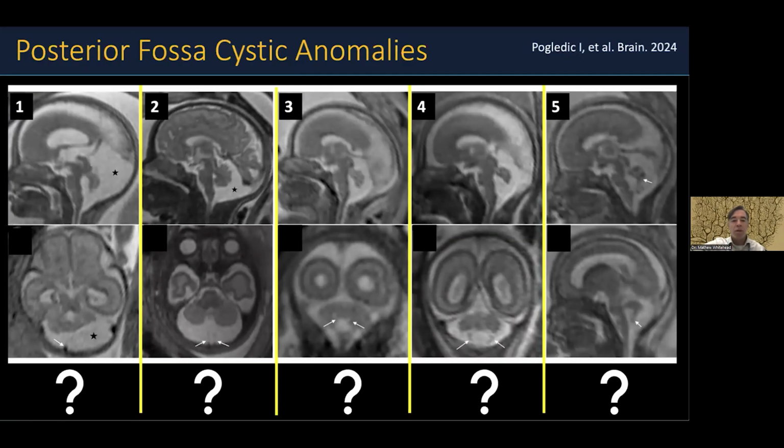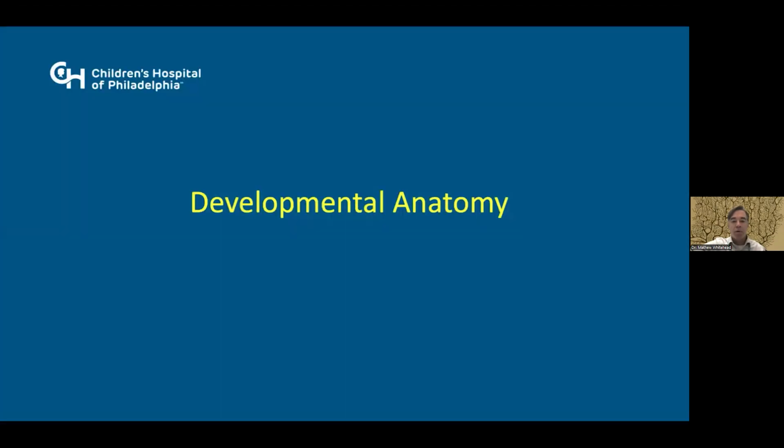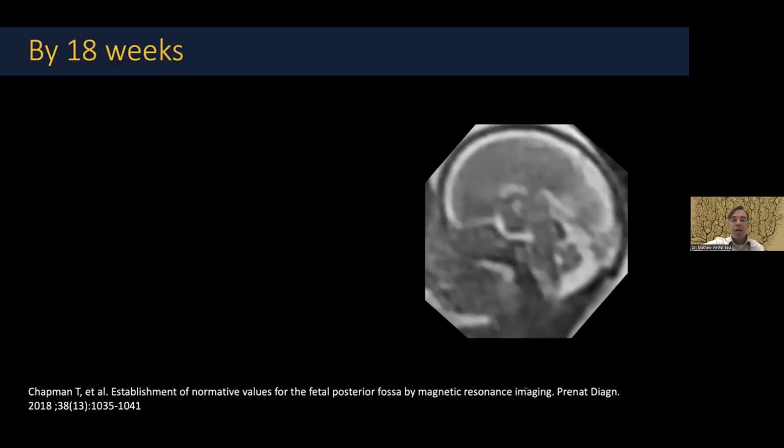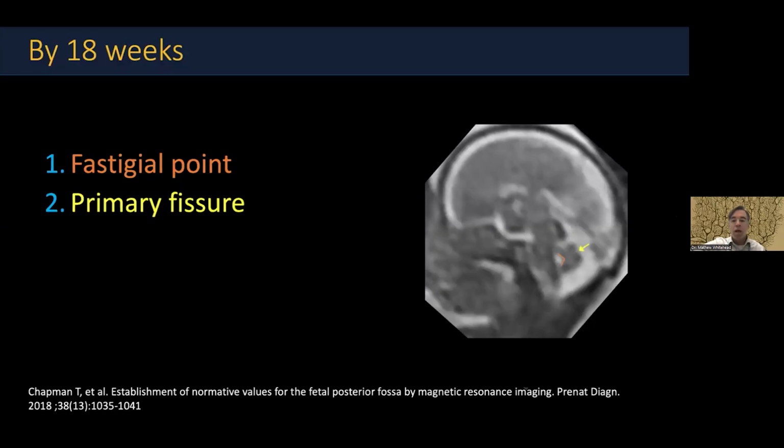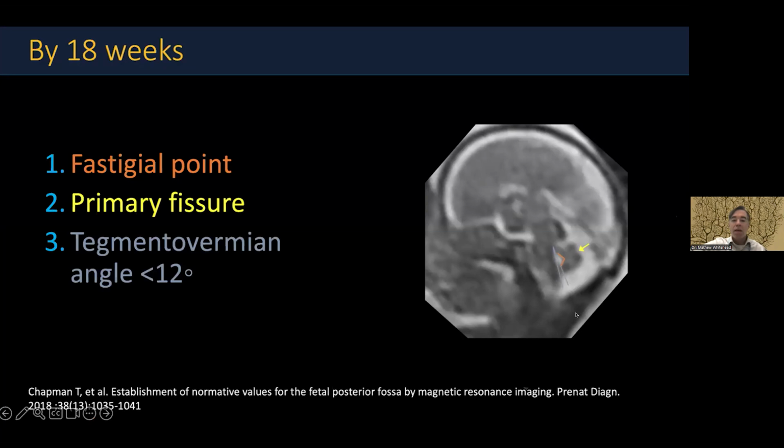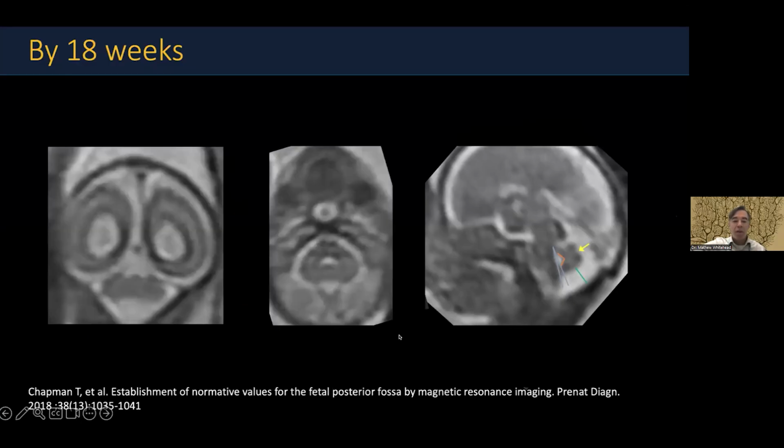But to be able to do this, you really need to understand something about pertinent developmental anatomy. So by 18 weeks in a sagittal midline T2-weighted image, we should see a sharp vestigial point of the fourth ventricle, a defined primary fissure separating the anterior from posterior vermis, and a small tegmentovermian angle, at this point less than 12 degrees, as well as a small cisterna magna less than 10 millimeters. In the coronal and axial plane, the vermis should be distinct and separate from the hemispheres, or what I call the bow tie knot or the speed bump sign.